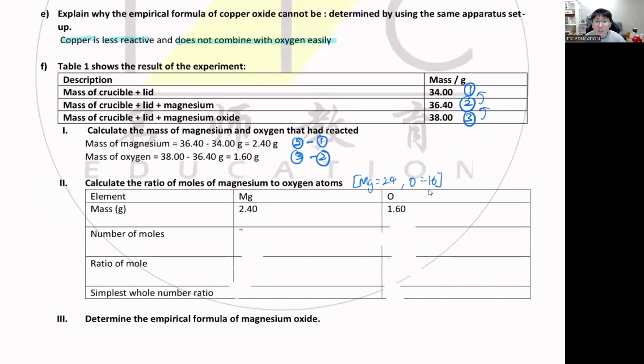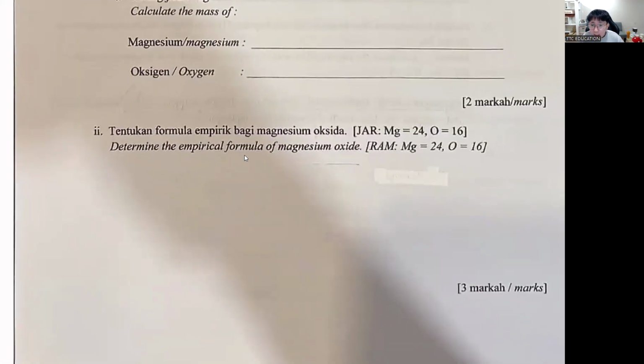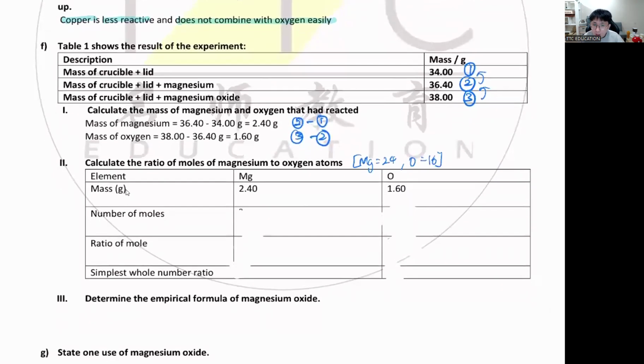But guys, the table is not provided. You need to draw your own table. Let me show you the exam paper I showed in the beginning. Do you see? Determine the empirical formula of magnesium oxide, 3 marks. You need to draw your own table. You need to label element, number of mole, ratio, simplest ratio, this and that. So see, this one is not provided. You need to draw this out and label it yourself.